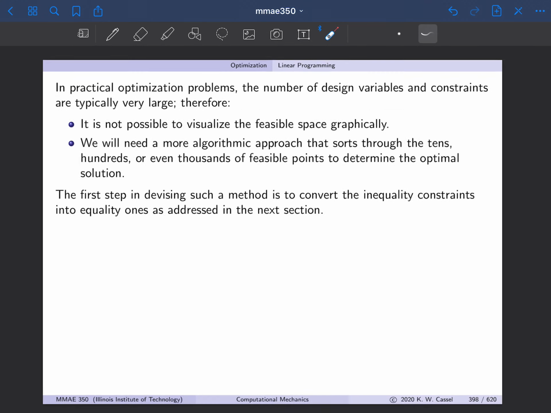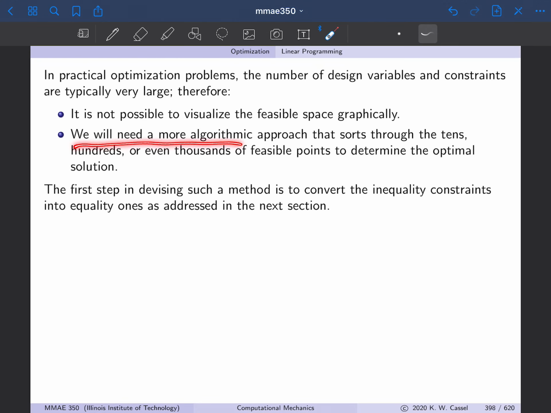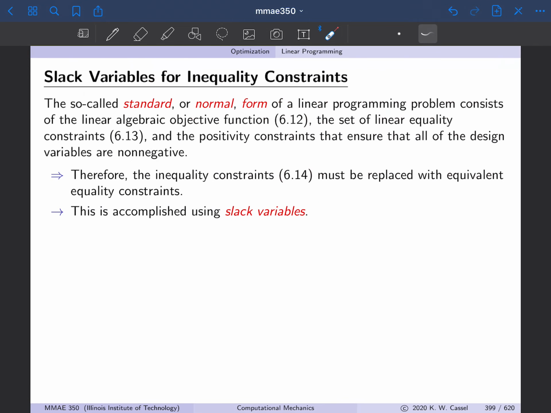So because of this extra complexity, though, we're going to need a more algorithmic approach to working our way through this process, and that's called the simplex method, which we'll discuss in a later slide. Okay, so that's the basics. Next, in our next lecture, we'll talk about slack variables, which is how we treat inequality constraints. So we'll go over that in the next lecture.